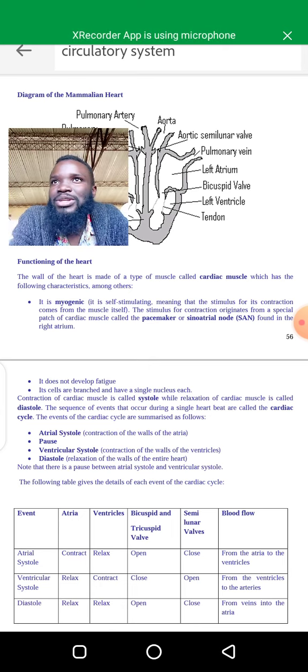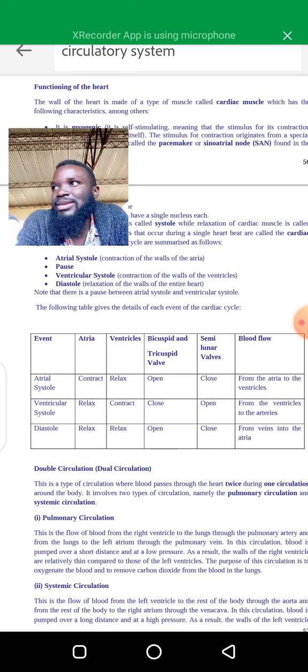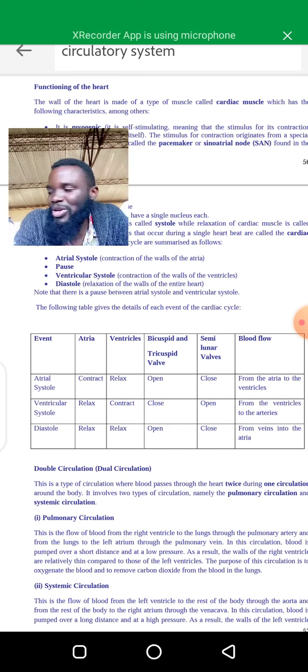What is the pause? This is when this one contracts, the other one does what? Relaxes. What do we call that kind of muscle action, when one muscle is contracting and the other muscle is relaxing? What do we call that? Antagonistic.